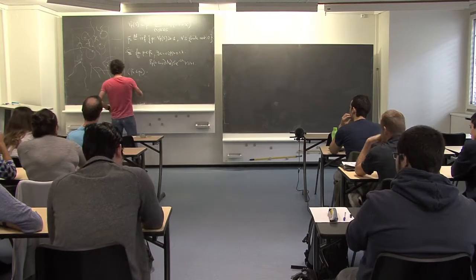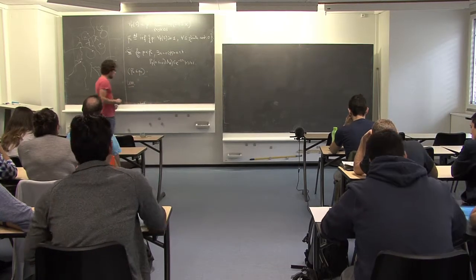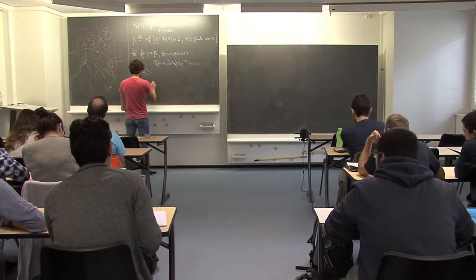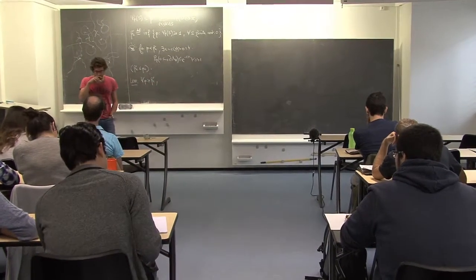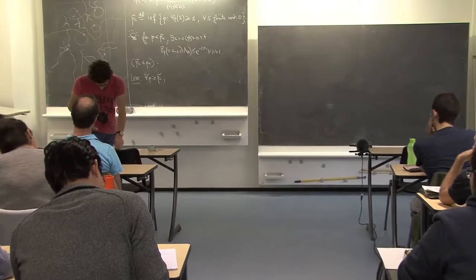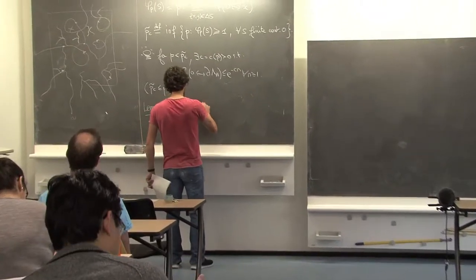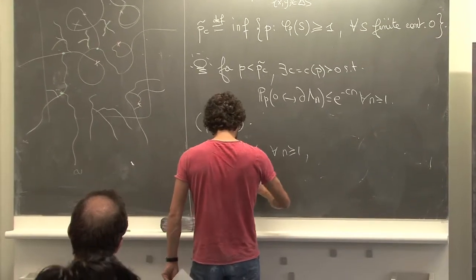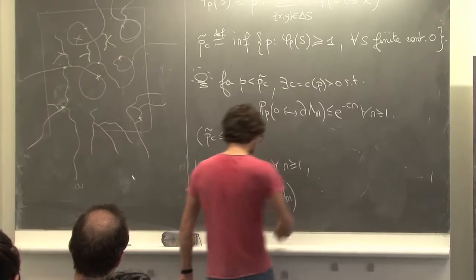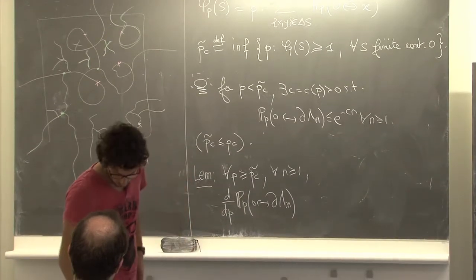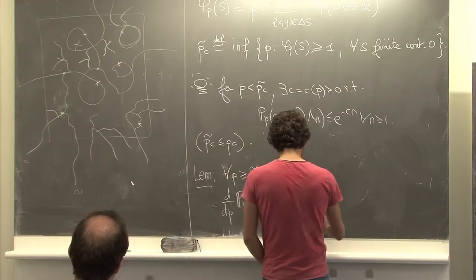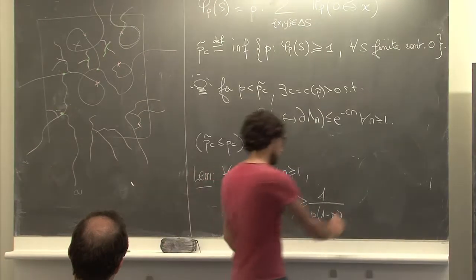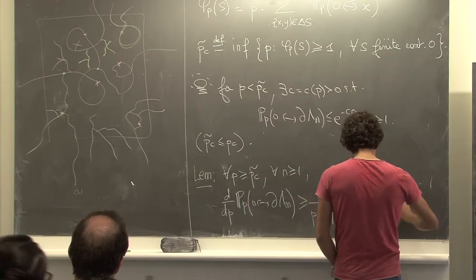So the lemma is going to be the following. It's going to say that for any p larger or equal to p_c tilde, and for every n larger or equal to 1, I have the following differential inequality. The derivative of the probability that 0 is connected to the boundary of the box of size n is larger or equal to 1 over p(1 minus p) times 1 minus the probability.